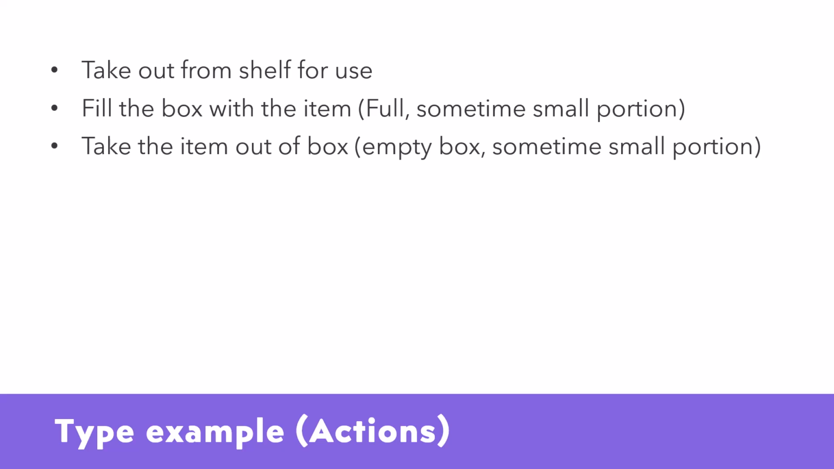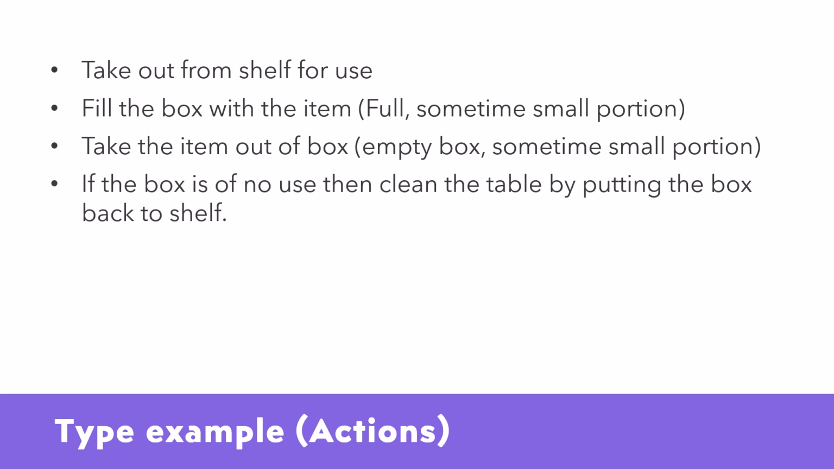This is also an action that we generally perform on the box. We take out some product from the box. Sometimes we empty it, sometimes we take only the small portion. Similarly, in the C# programming language data types, we perform few operations as well. And this is one of the most important concepts. If the box is of no use, then we generally clean the table by putting the box back to shelf. It means if any kind of data type is not required in memory, then we just destroy it.